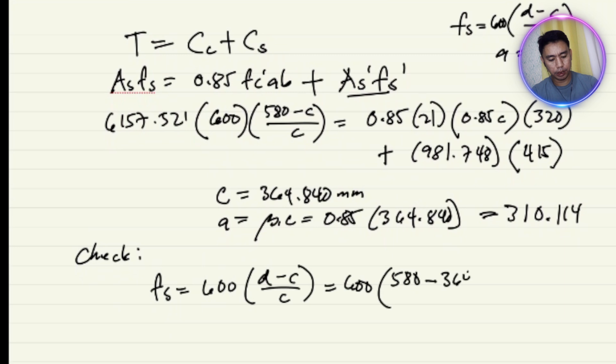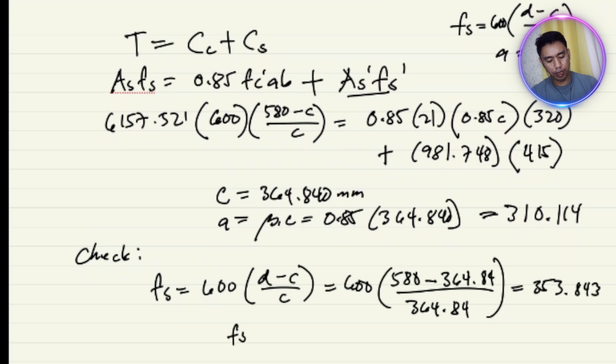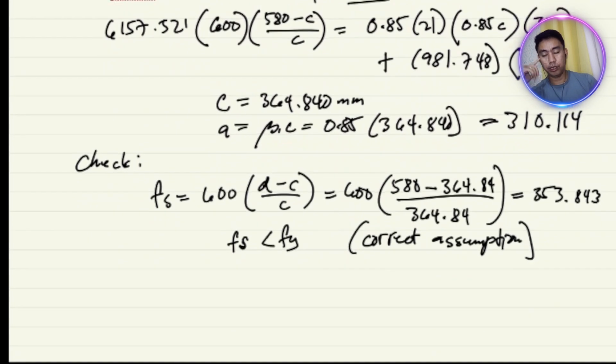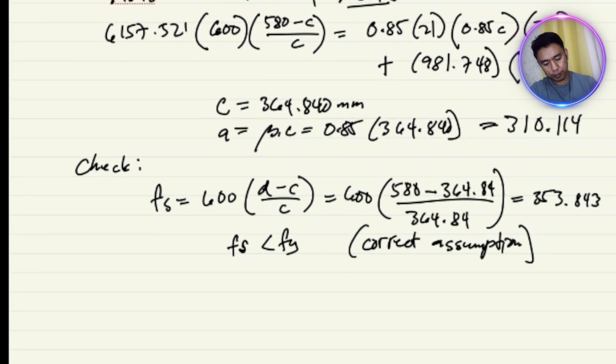580 minus 364.84 over 364.84. This is equal to 353.843. Right? So Fs here is less than Fy. So this is correct assumption. Na yung tension steel natin is less than Fy.